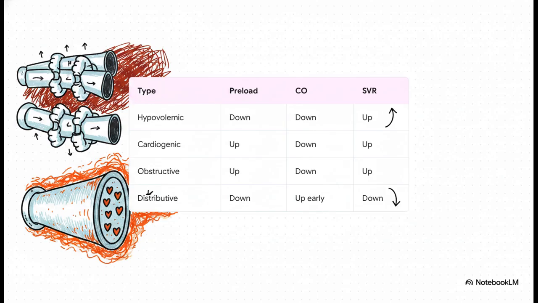But distributive shock is the total rebel here. In distributive shock, SVR is down. The body desperately wants to squeeze those hoses, but it literally can't because inflammatory mediators, say from a massive infection or an allergic reaction, are forcing the pipes wide open. Interestingly, this is also the only shock where cardiac output might actually go up early on, as the heart beats frantically just trying to fill those massive dilated pipes.